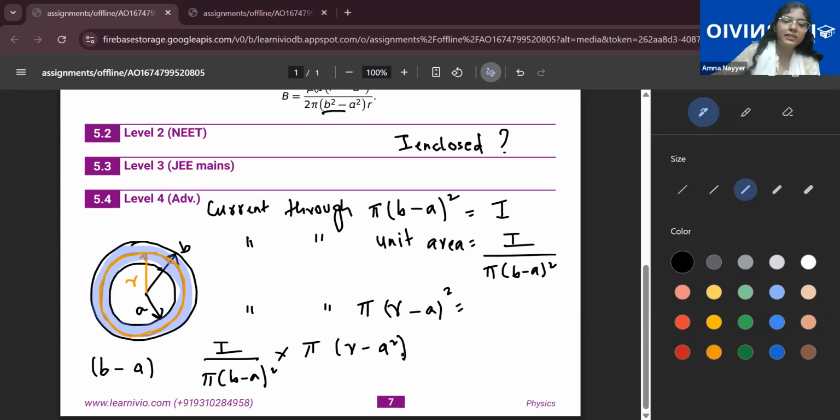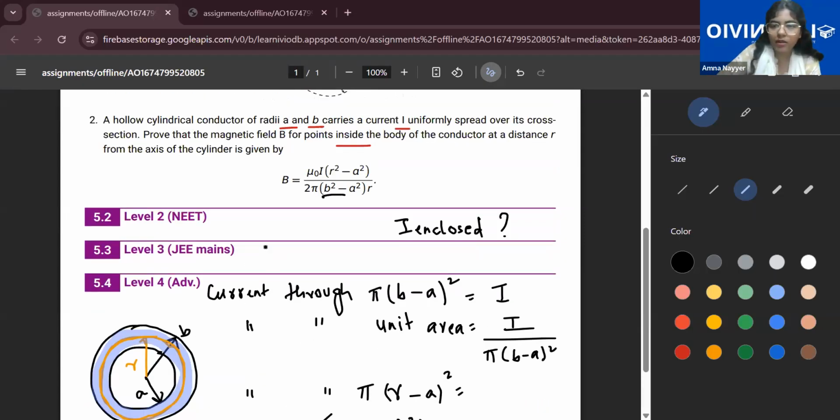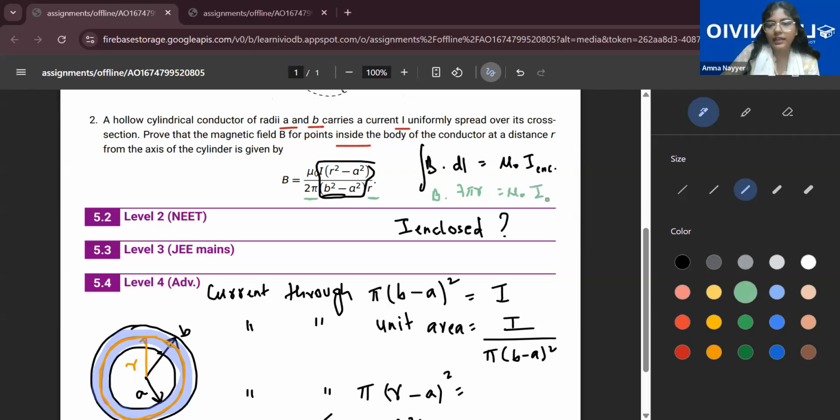So from here pi gets cancelled. Now you have the value of current enclosed. Now the integral of B dot dl is mu naught I enclosed. The integral of dl is 2 pi r. So B into 2 pi r is equal to mu naught I enclosed, which you've got. You will get the same thing, so it's just the same question.